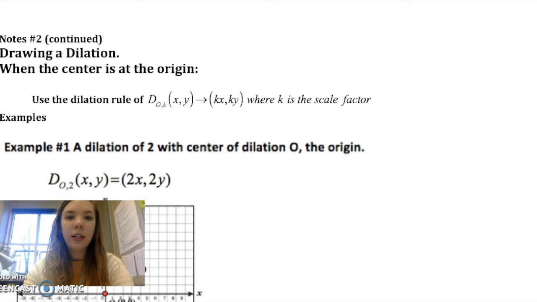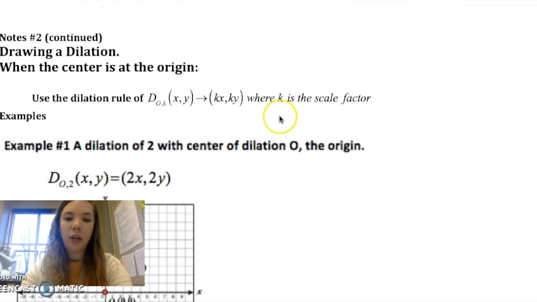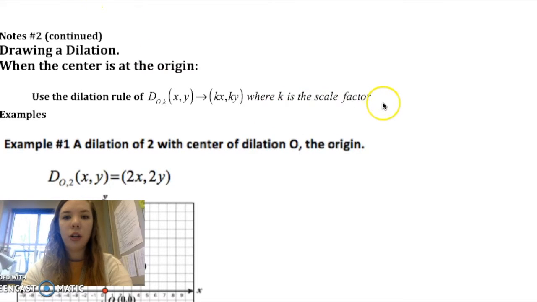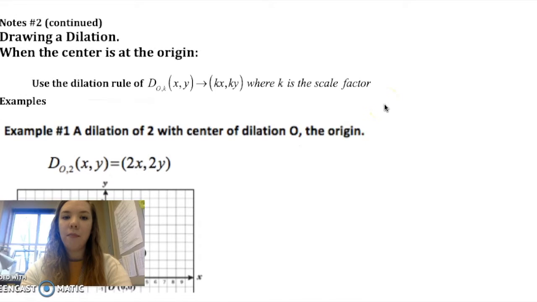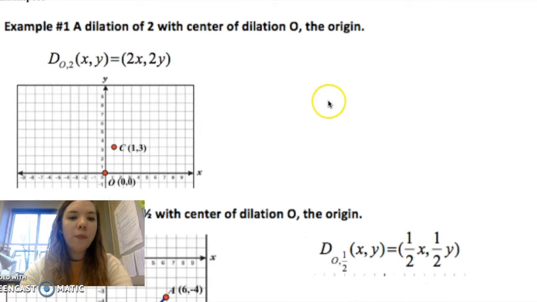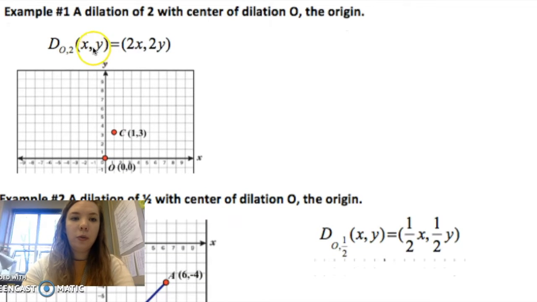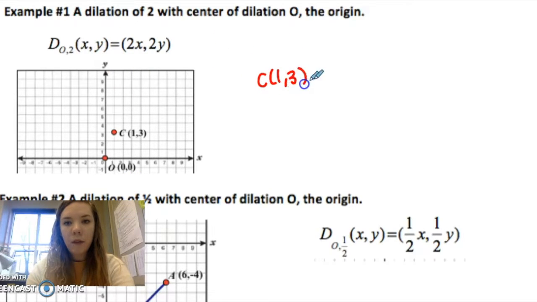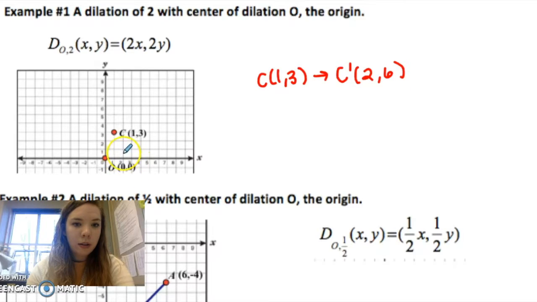All right, so drawing a dilation when the center is at the origin. This is the easiest kind. When it's at the origin, then you just take whatever your scale factor is and multiply. So this O stands for origin, and then it's a scale factor of 2, which means we're taking our point and multiplying our point by 2. So if C is (1, 3), if I multiply both of those by 2, C prime is (2, 6). And then we can put that on our graph. So there's C prime.